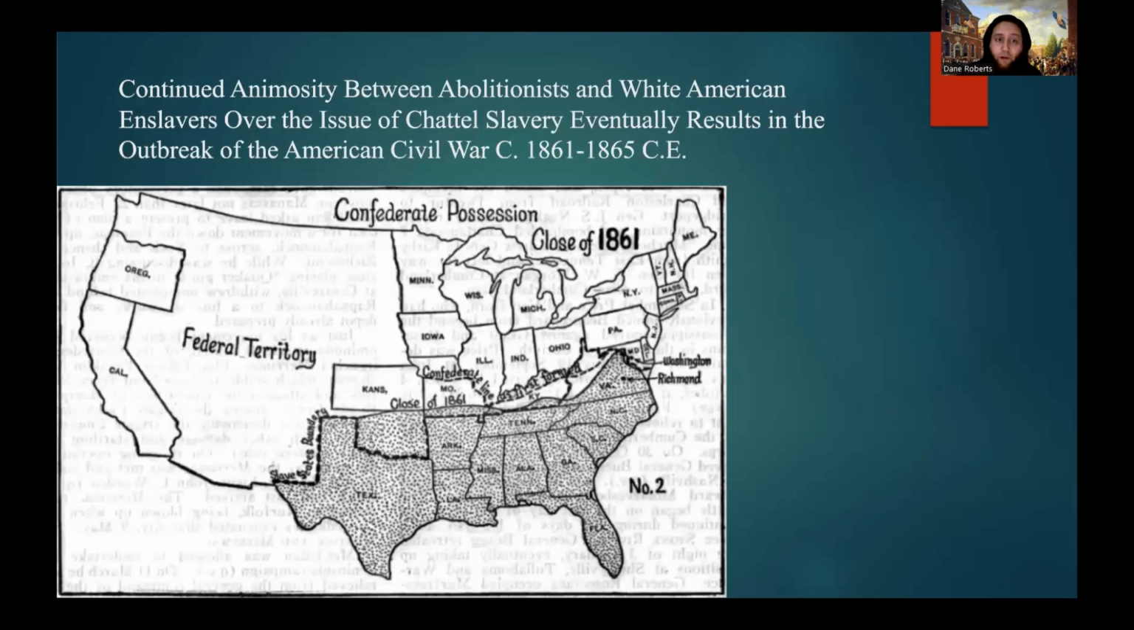This would lead to continued animosity between abolitionists and white American enslavers over the issue of chattel slavery, which in turn would eventually result in the outbreak of the American Civil War between 1861 and 1865 CE.